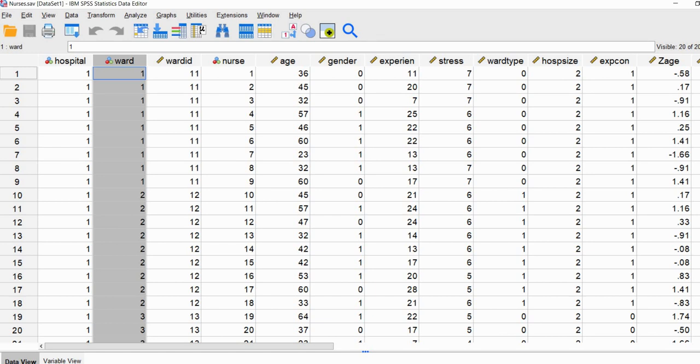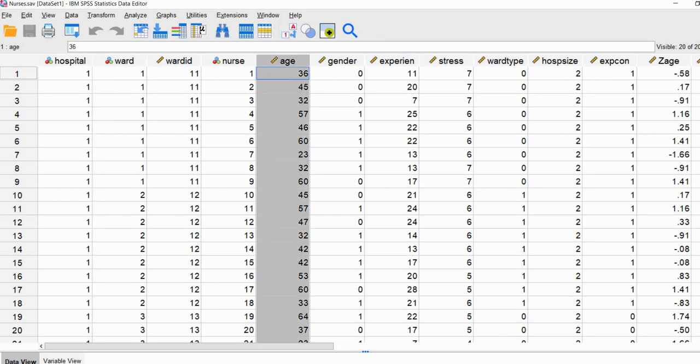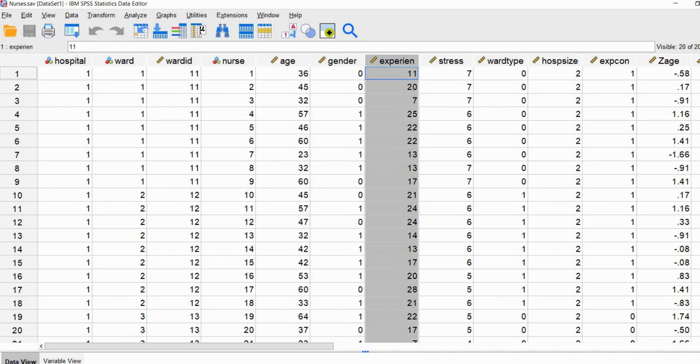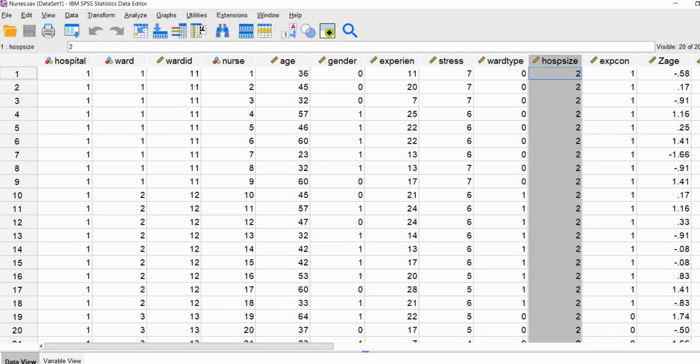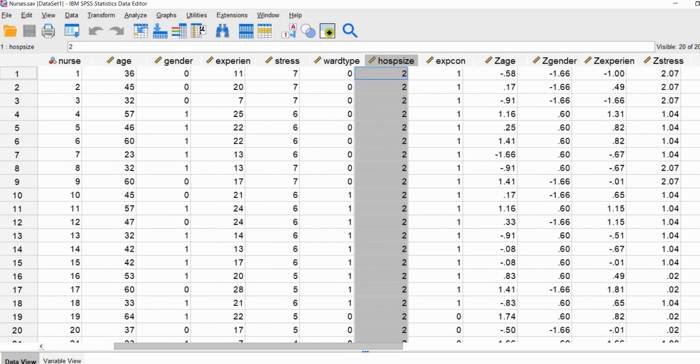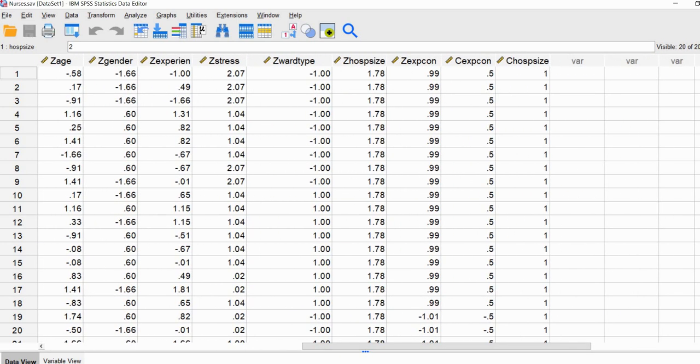So at any rate, our level 1 predictors include age, gender, and the experience variable. Our level 2 predictors included the ward type variable and experimental condition right here, and then the level 3 predictor is hospital size. But just to refresh you, the experimental condition variable was centered right here, and the hospital size variable was also centered.